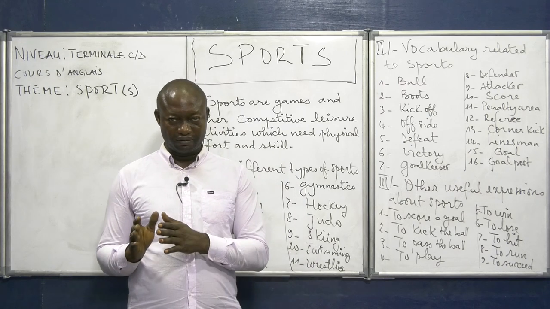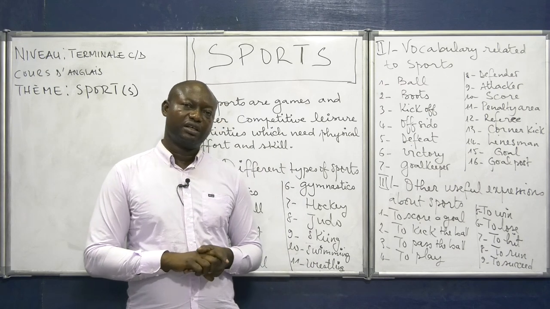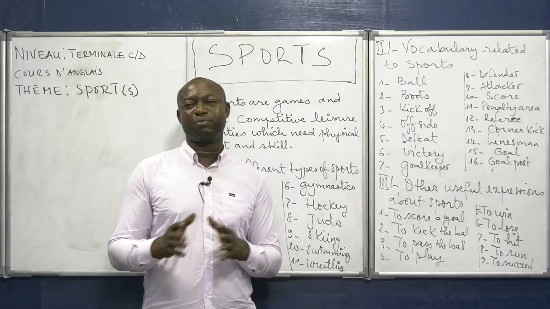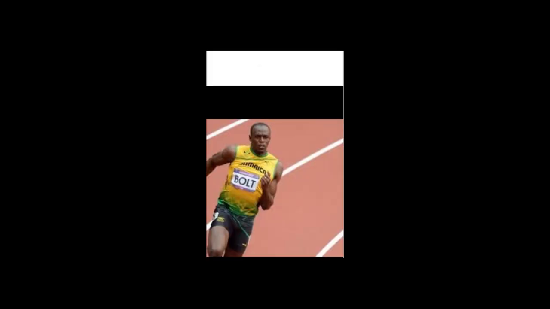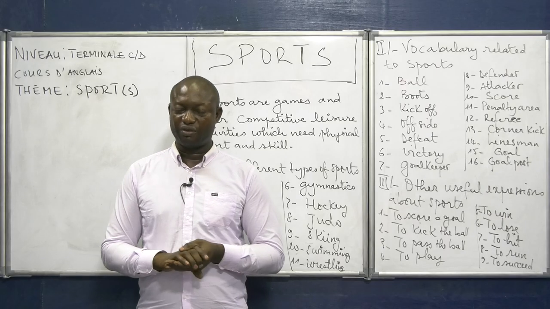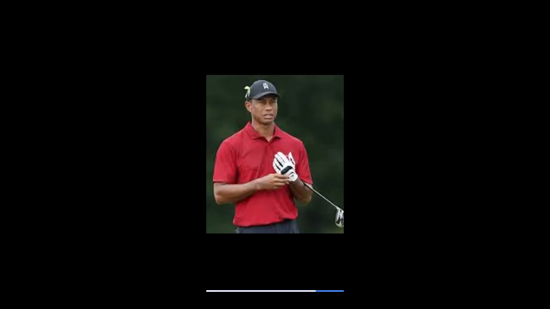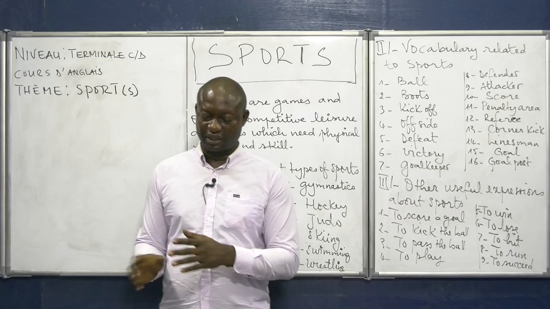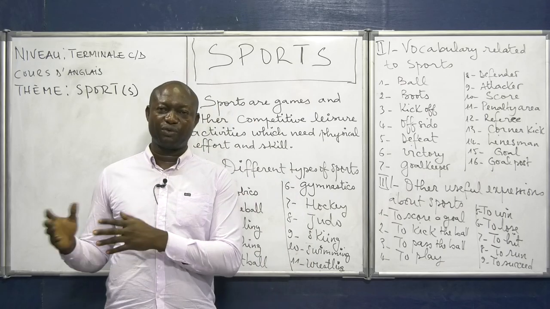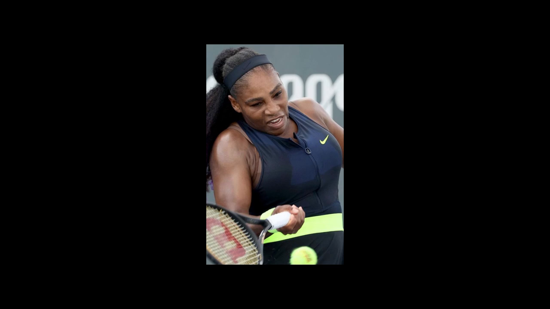In the fifth picture, we have Usain Bolt. Usain Bolt is a racer, an athlete from Jamaica, one of the best in the world too. In the sixth picture, we have Tiger Woods. He plays what we call golf. Golf is a type of sport too. And the last one, we have Serena Williams, one of the best tennis players in the world.